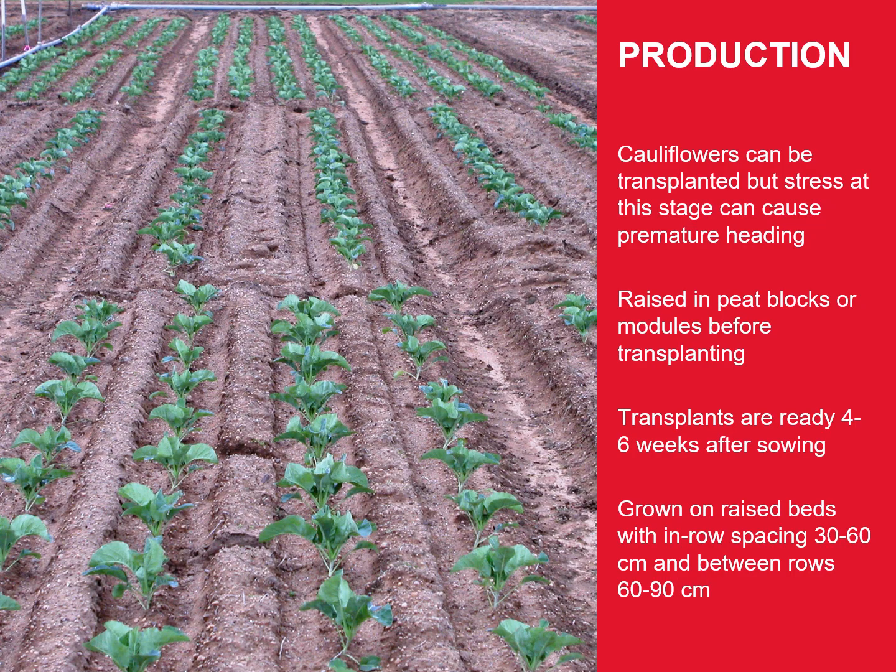As you can see in this slide, the plants can be grown on raised beds, and the spacing can vary from 30 to 60 centimeters, to 60 to 90 centimeters, in the rows and between the rows. But again, the spacing requirements may be dictated by the end purpose.